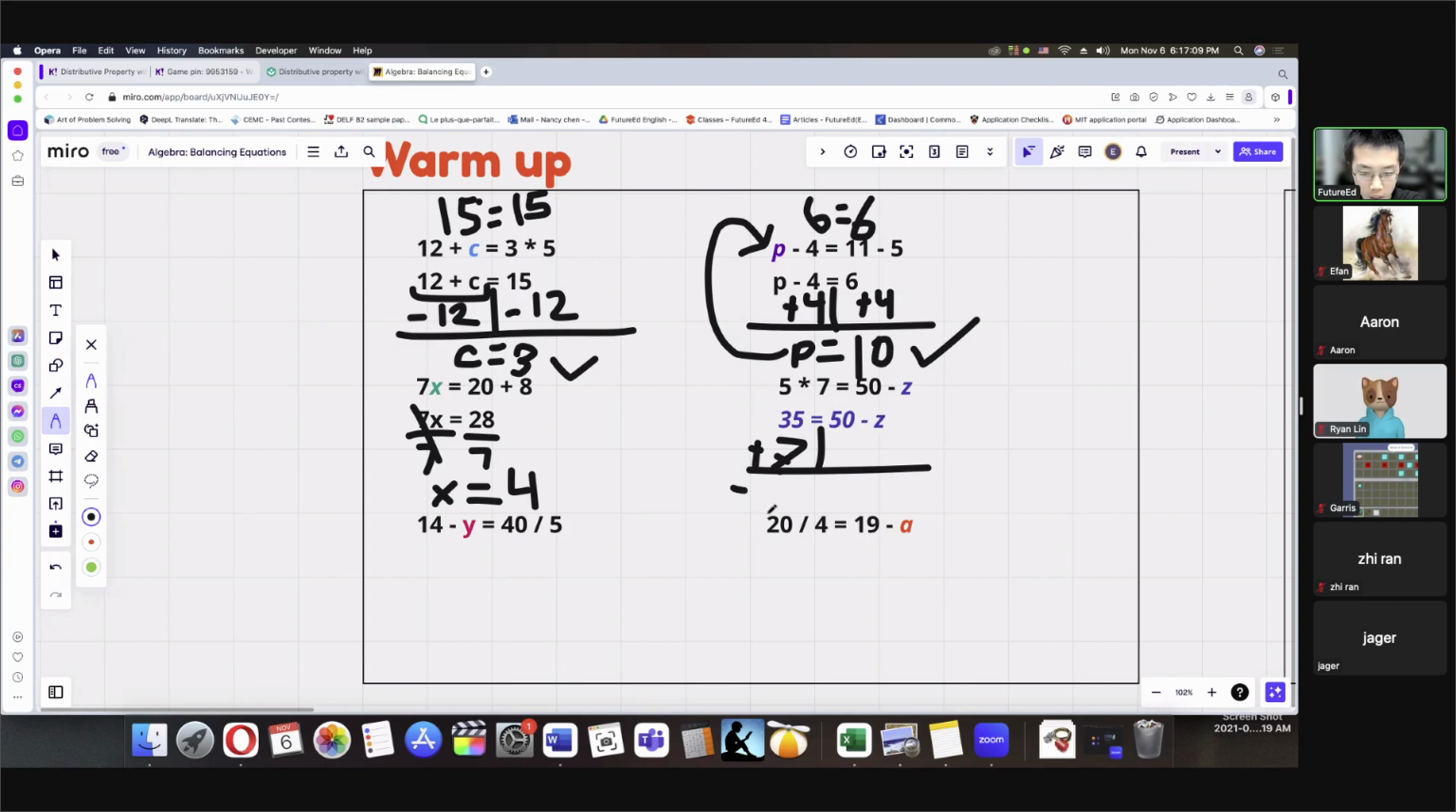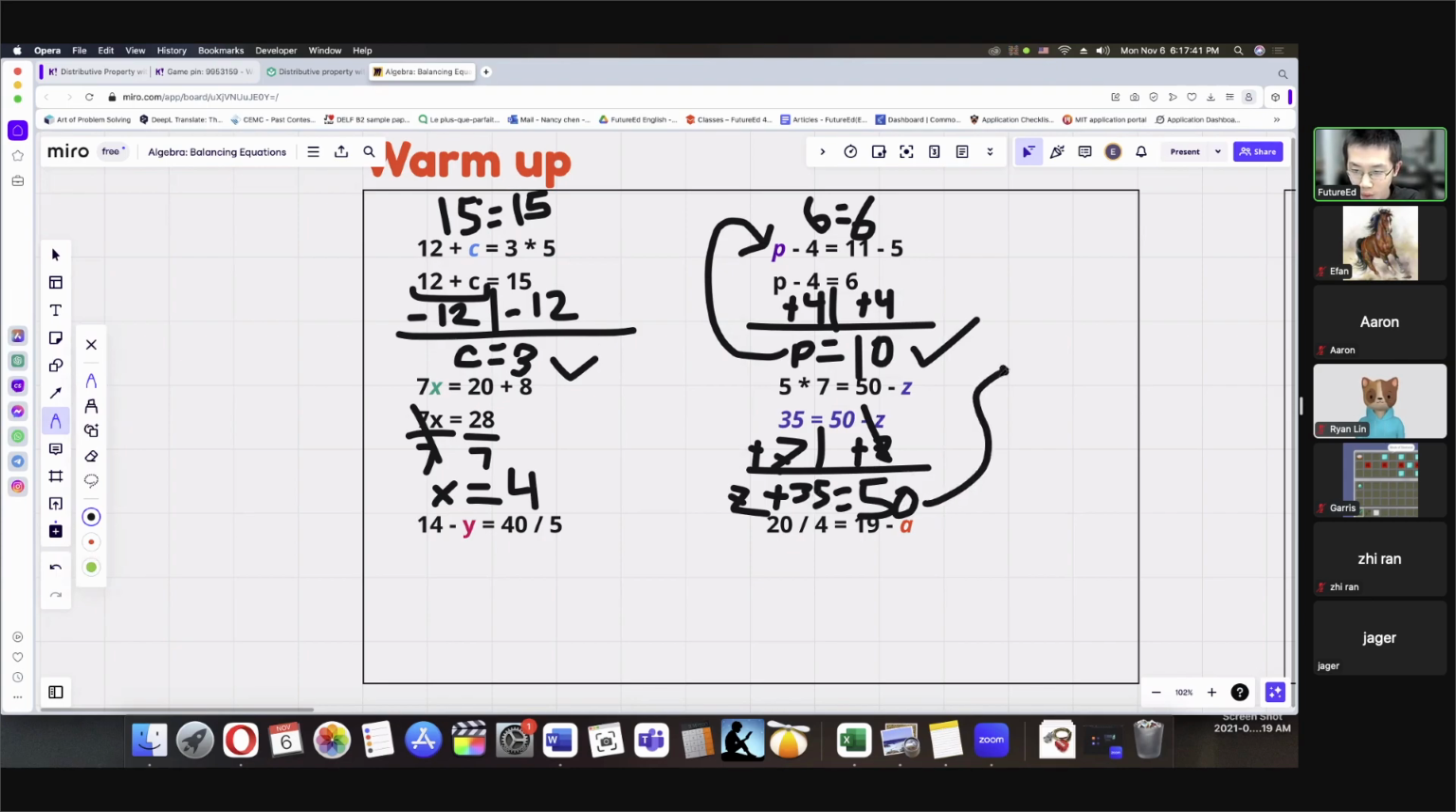Watch what happens. If I add a z on the left side, I just get z plus 35, right? I can't just add z on the left side and not bother with the right side. So what's 50 minus z plus z, Jagger? Right, the z's cancel out, and all I get is z plus 35 equals 50.